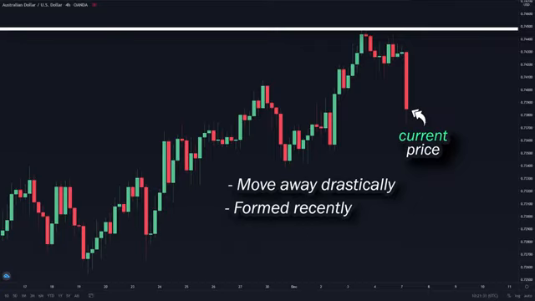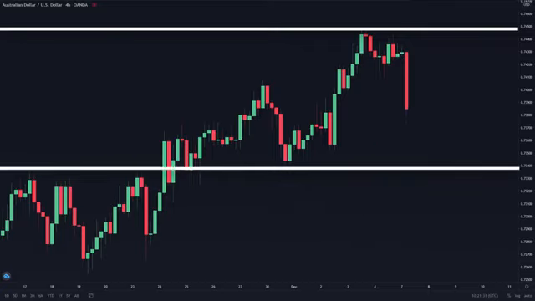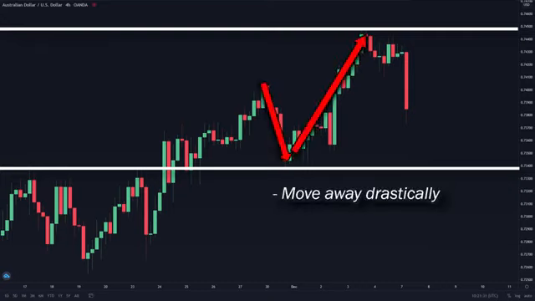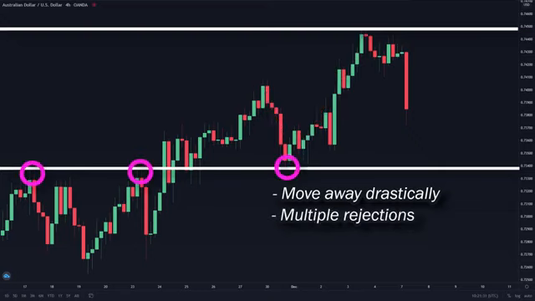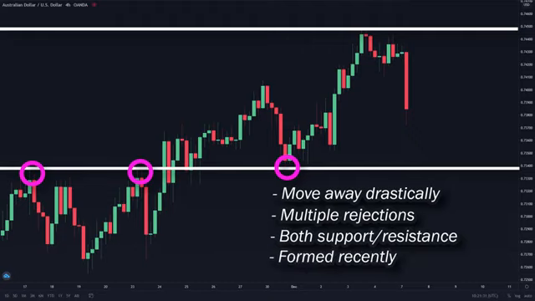Moving on, we spotted another level as prices went down to this level and reversed upwards. So let's see which criteria this level fulfills. First, the price moved away drastically from a point of swing low. Next, there are multiple rejections within this area. And also, this line can be both support and resistance at the same time. Lastly, the level was formed recently. So let's move on to another chart.